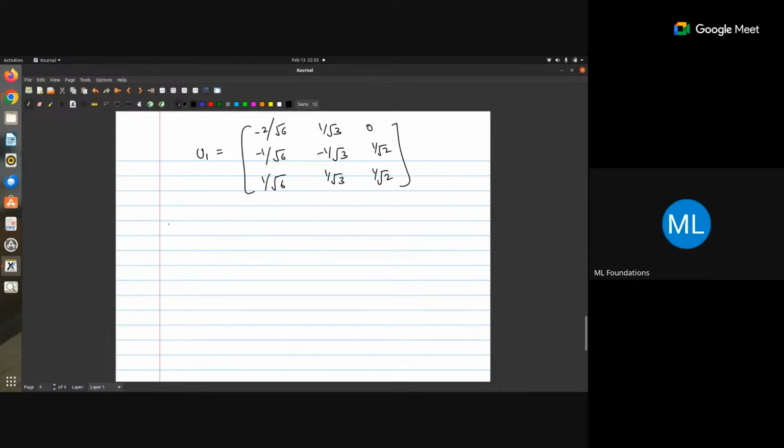What you do next is you take its transpose. And what was its transpose? Minus 2 by root 6, minus 1 by root 6, 1 by root 6, 1 by root 3, minus 1 by root 3, and 1 by root 3, 1 by root 6, sorry, will be 0, 1 by root 2, and 1 by root 2.